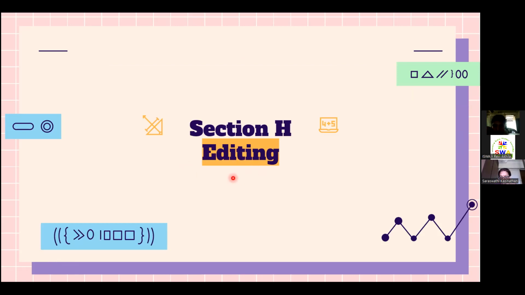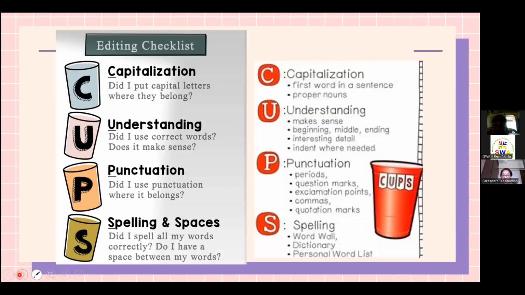Editing means when you are writing an English paper or when you are doing your work, you have to make sure there are minimum errors. So you have to make sure that you do not have mistakes in your writing. And that's what we call editing. Okay. All right. So this is an editing checklist.